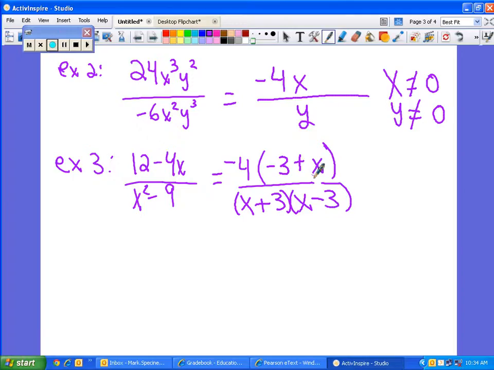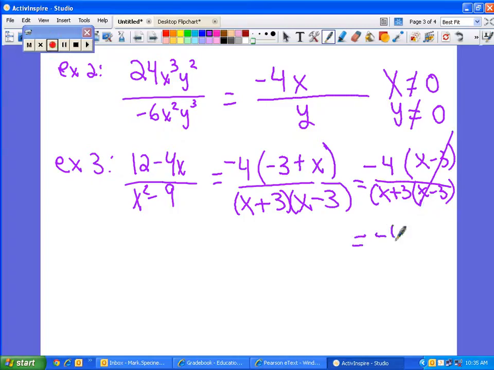Now, I can rewrite this. If I put the x in the front, I get x minus 3. So now I get x plus 3 divided by x minus 3. My x minus 3's cancel out. I'm left with negative 4 over x plus 3.